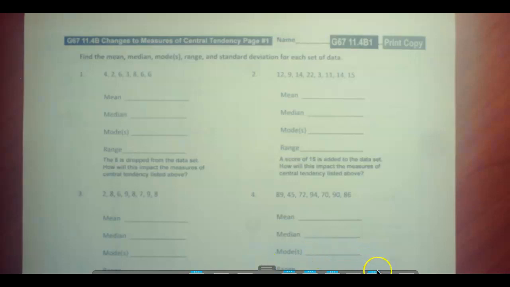Hello, this is a tutorial on 11.4b1. We'll be making changes to the measures of central tendency.